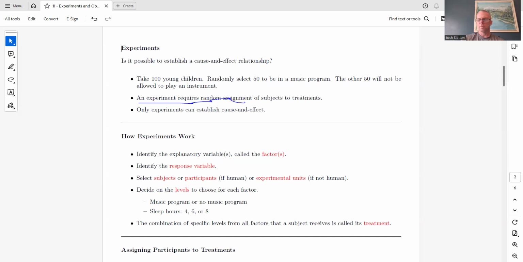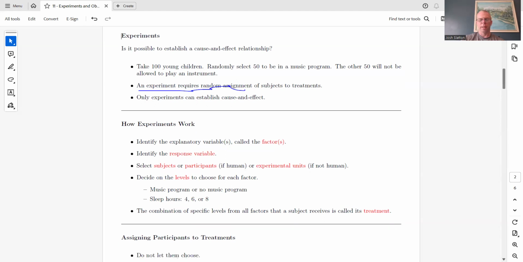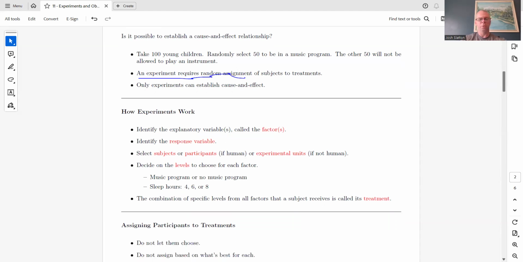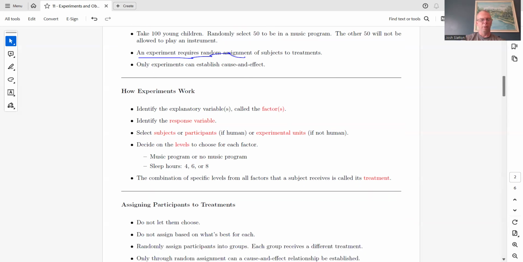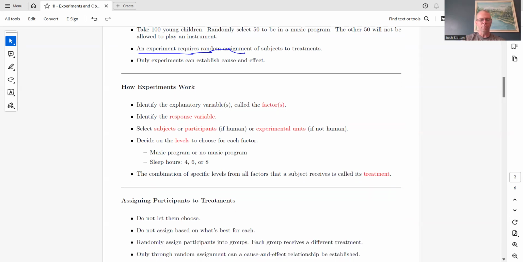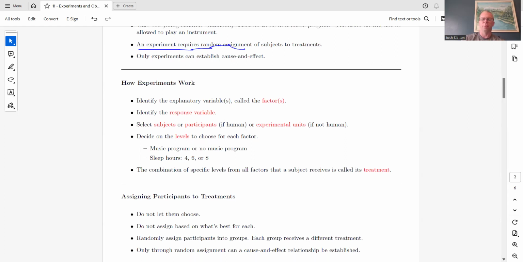All right. Now, assigning participants to treatments. Do not let them choose. Do not assign what is best. You randomly assign participants into groups, and then each group receives a different treatment. And again, the treatment groups: music program plus 4 hours of sleep, music program plus 6 hours of sleep, etc. So those would be the treatment groups.